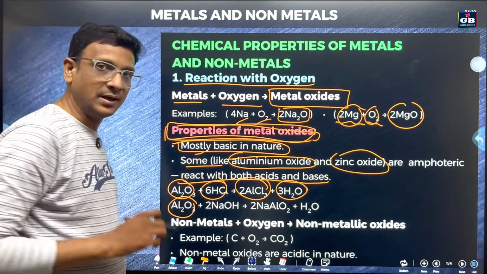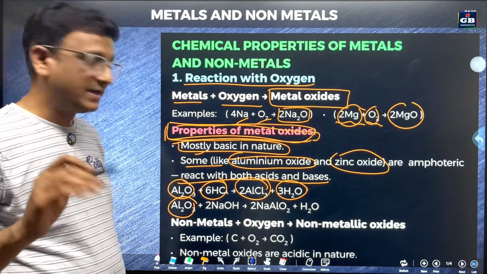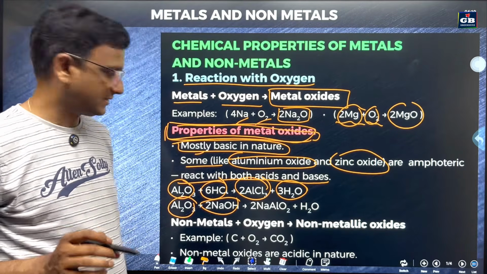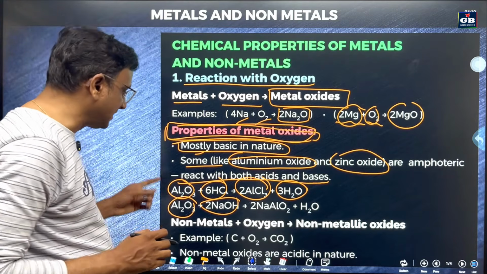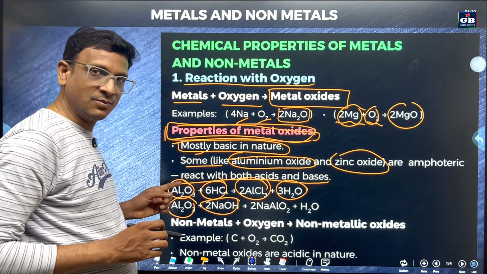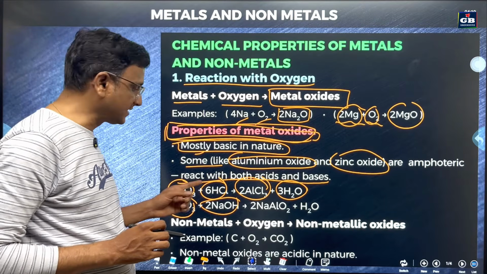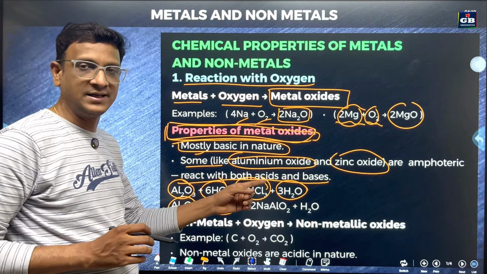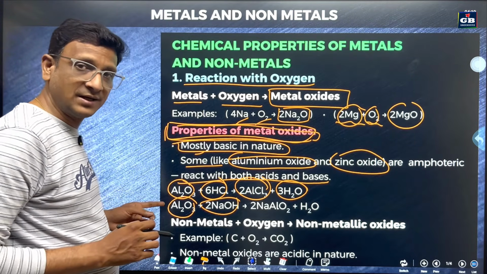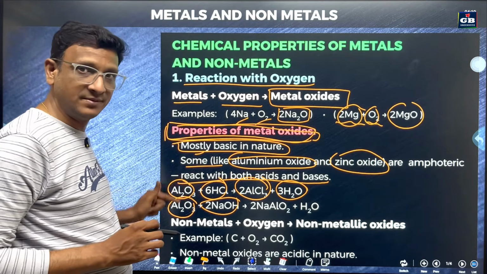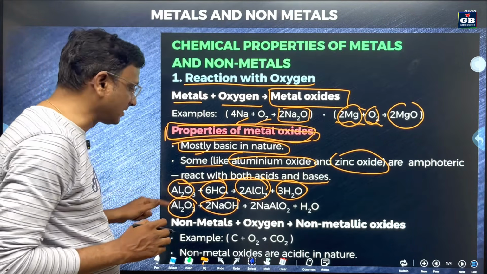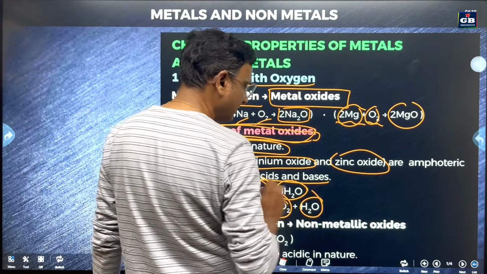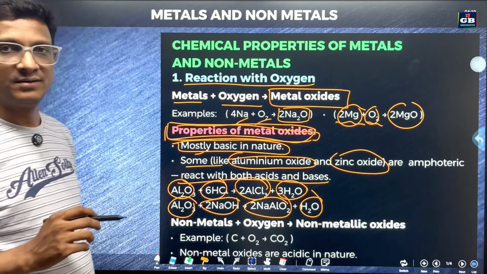The same metal oxide, aluminum oxide, when it reacts with a strong base, sodium hydroxide, is a base, HCl is an acid. The same Al2O3, aluminum oxide, if it reacts with HCl, an acid, metal oxide plus acid, what is formed? A salt and water. The same metal oxide with a base, this time sodium hydroxide, forms a salt, sodium aluminate, and water. Right, children?